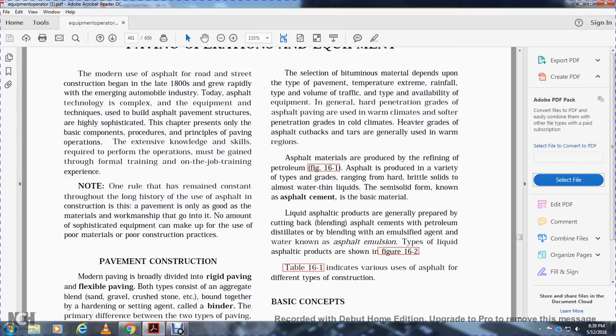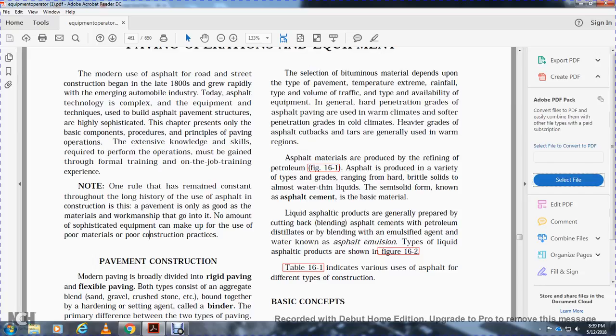The selection of bituminous material depends upon the type of pavement, the temperature, rainfall, type and volume of traffic, and availability of equipment. In general, hard penetration grades of asphalt pavement are used in warm climates and softer penetration grades in cold climates. Heavier grades of asphalt cutbacks and tars are generally used in warm regions. Asphalt materials are produced from refined materials.